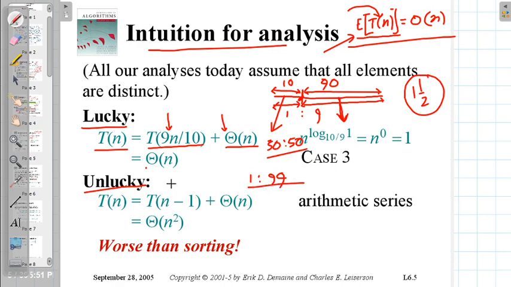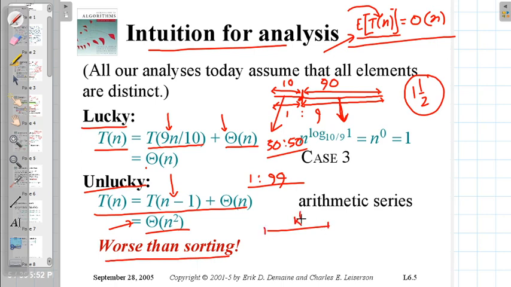In that case we have the recursion T(n-1) plus theta n, which is theta n squared. So if we randomly pick the pivot element and partition and get this kind of partition, we might land in theta n squared running time, and that is not good, because that is worse than sorting. If I sort the elements and then pick the kth smallest, that runs in order of n log n.